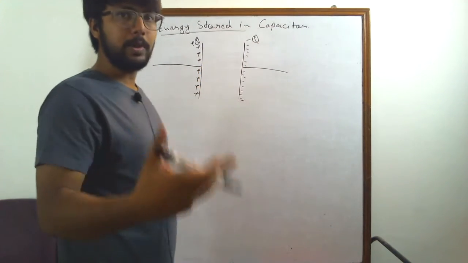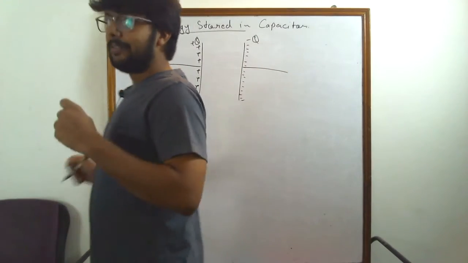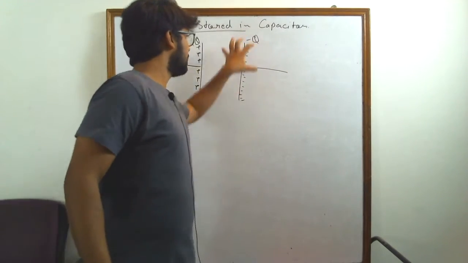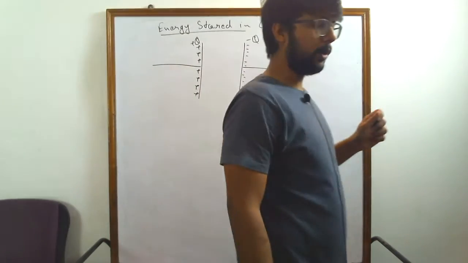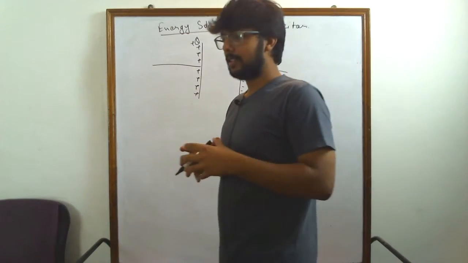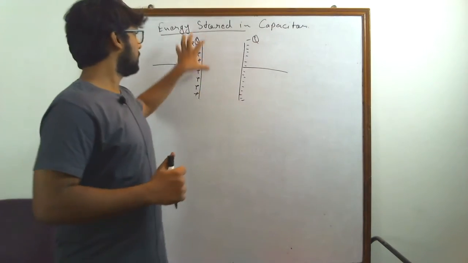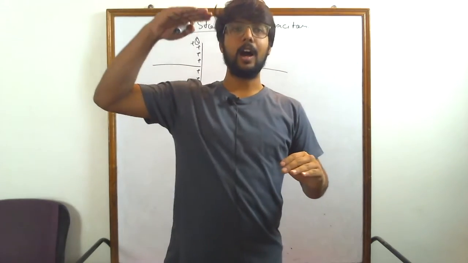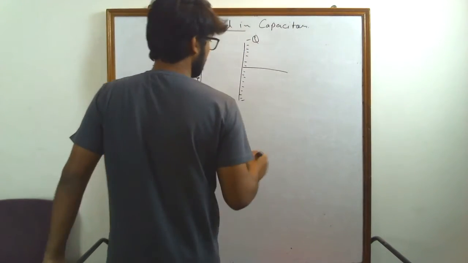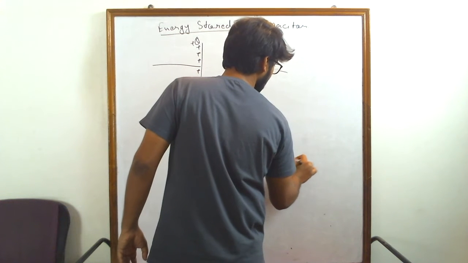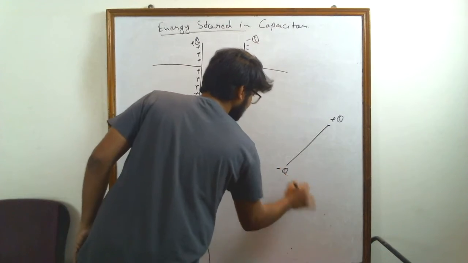Now let's understand what we are talking about when we say that the energy is stored. Now the negative side of the capacitor, which is this side, obviously has a low potential, which means that this is at a lower level, and the positive side is said to be at a higher potential. That means it is a little higher. Now think of this as a hill. This is plus Q and this is minus Q.